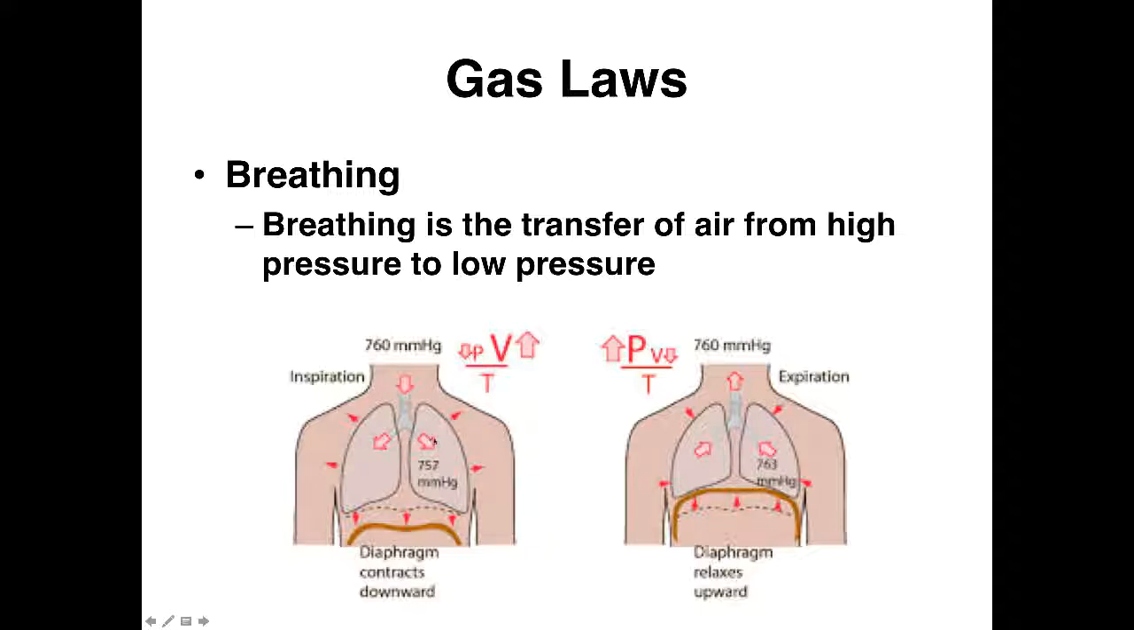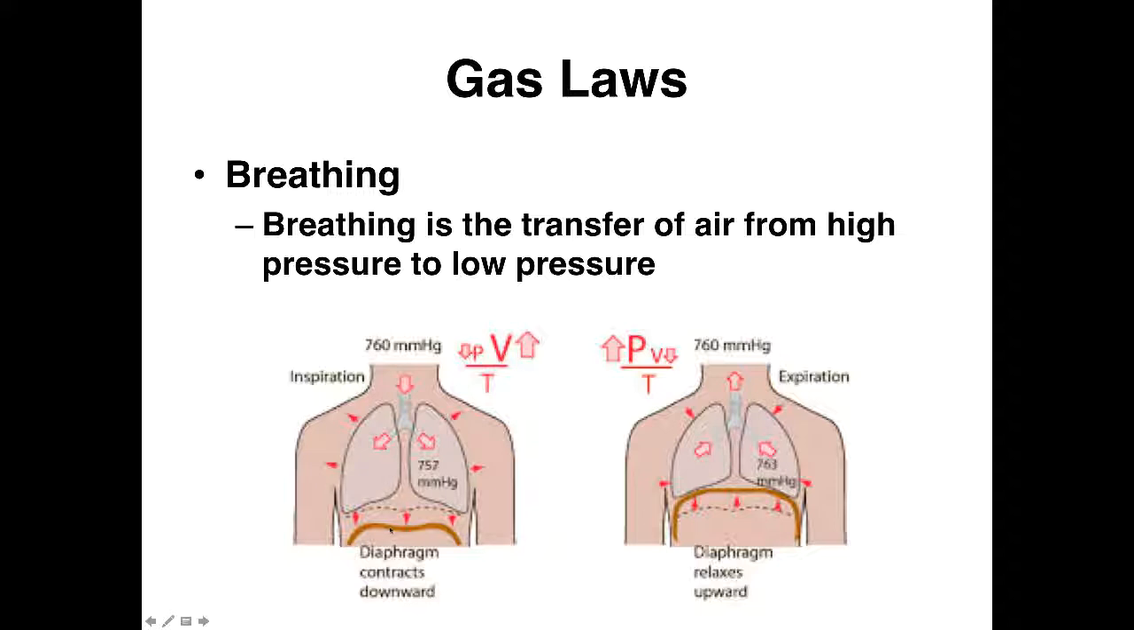Now, what happens when you expire, or during expiration? It's all here on the right. On the right, you see that the diaphragm moves up. It just relaxes to its normal position. The chest wall moves in on its own, and the volume decreases, so the pressure increases, and this increase in pressure inside the chest forces air out into the atmosphere.